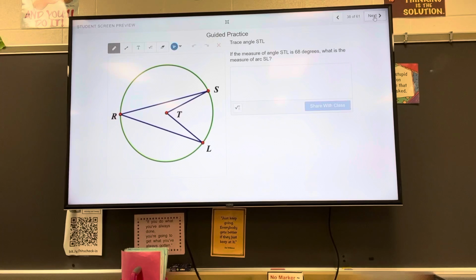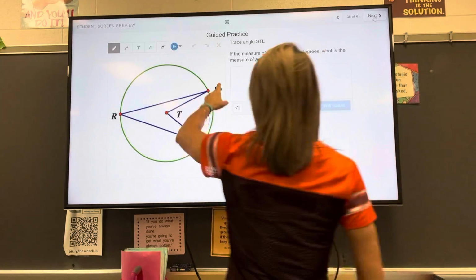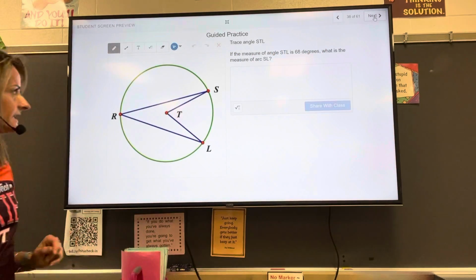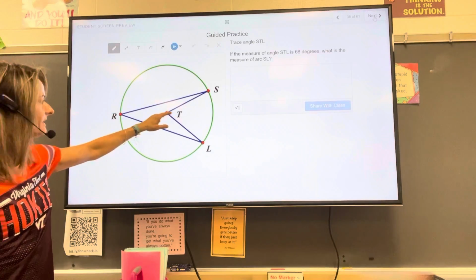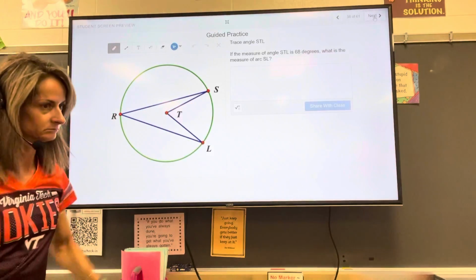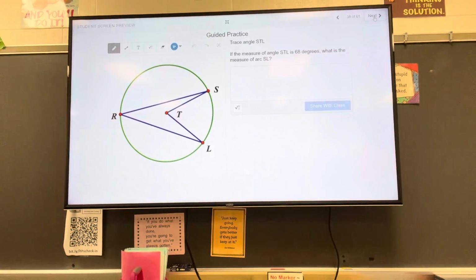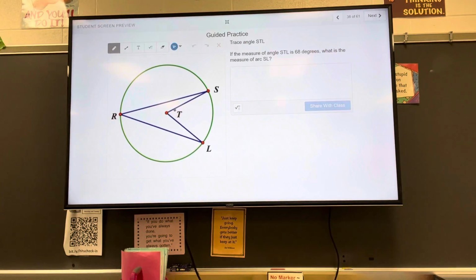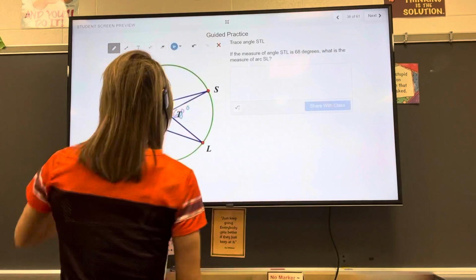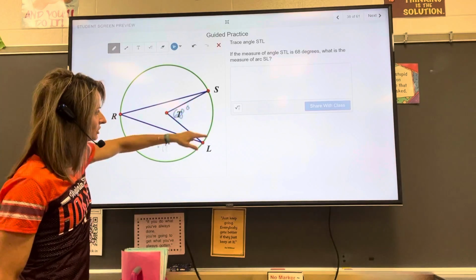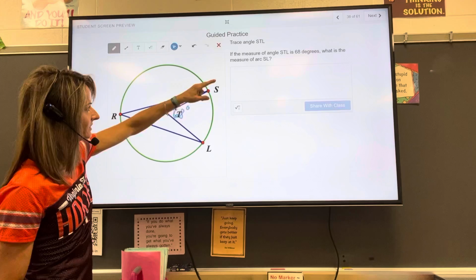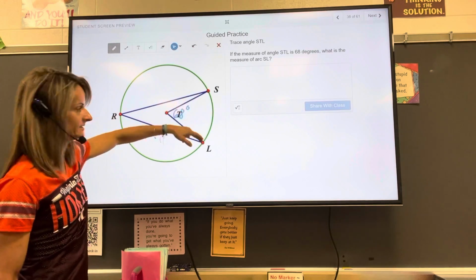Now we're going to apply it. Trace the angle STL, central angle. If the measure of angle STL is 68 degrees, what is the measure of arc SL? Okay, well, let me take that information and put it on our diagram. Angle STL is actually a central angle. So the measure of its inscribed arc should be the same. So it's asking for the measure of arc SL, that should also be 68 degrees.